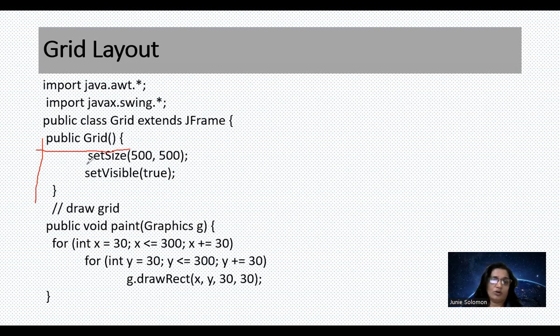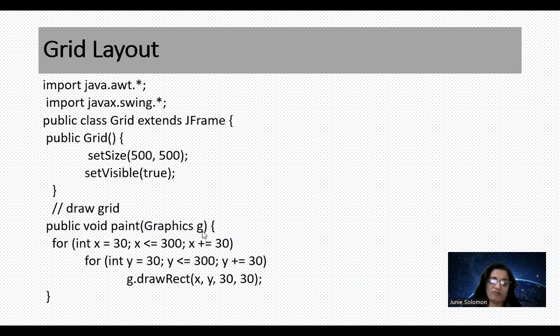Here you are simply setting the size to 500 and making visible true. As I told you previously, for a JFrame you need to make the visibility true. It's very, very important. Next, I'm using paint here. You can see I'm using public void paint to draw the grid.